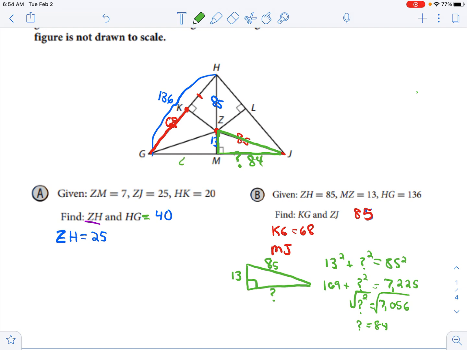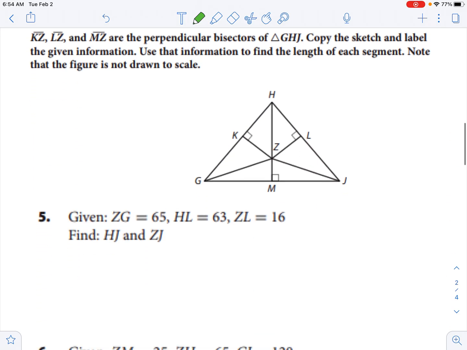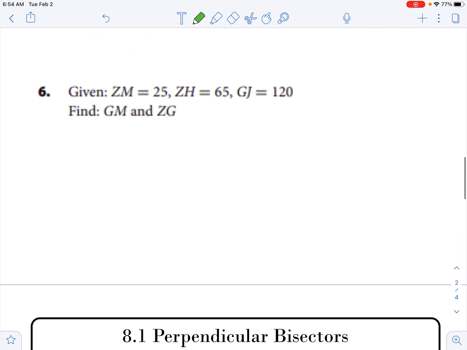So we could also say this side would be 84. We could say g, so then we could find g to j, and we could go from there. So that's just to point that out to you. Now, these ones are the same, so you guys can go through these ones and practice these ones here.